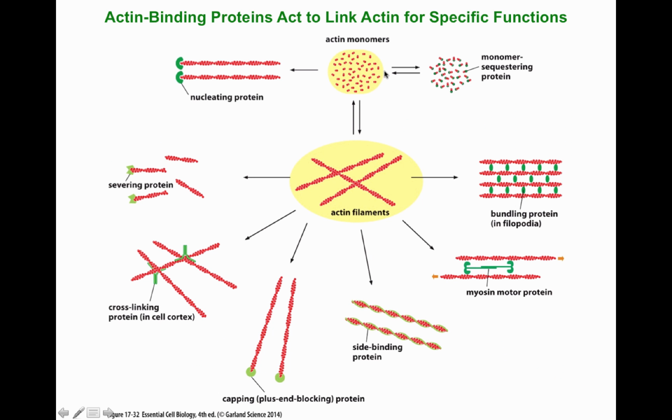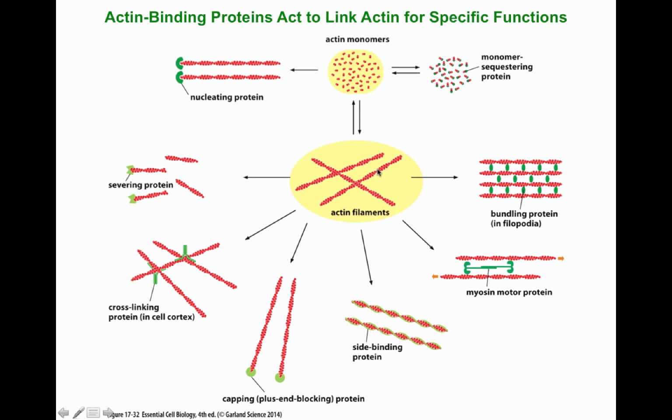In the cytoplasm of the cell, you have an actin monomer pool, and that actin monomer pool could be maintained as monomers when these ATP bound monomers are bound by monomer sequestering proteins. At the same time, the monomers could begin assembly into a filament, and that filament often requires the binding of a nucleating protein, and that nucleating protein will facilitate the assembly of the monomers into an actin filament.